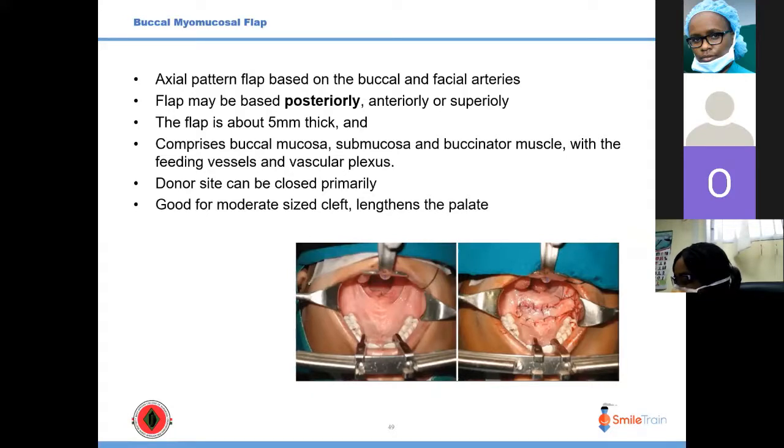In this picture, you can see that the palate is very short. The soft palate is very short. And when you use the buccal myocutaneous flap, it can actually help to lengthen the palate and also provide some muscles for movements of the hard palate. The donor site is usually closed primarily, and it doesn't leave any raw surface. There's no need for any lateral incision, so there's no fear of having a restricted growth of the maxilla.